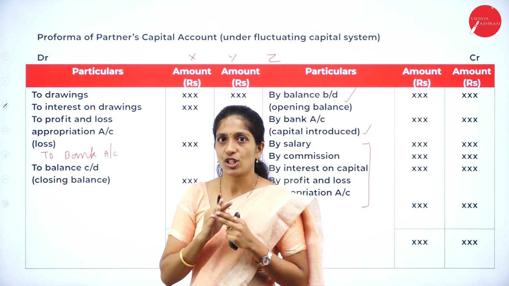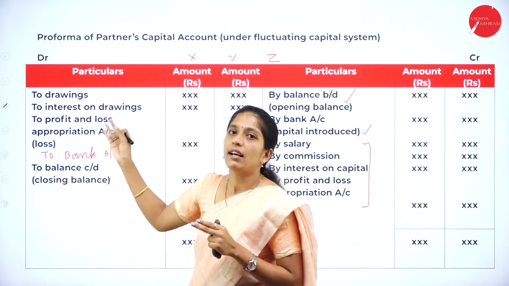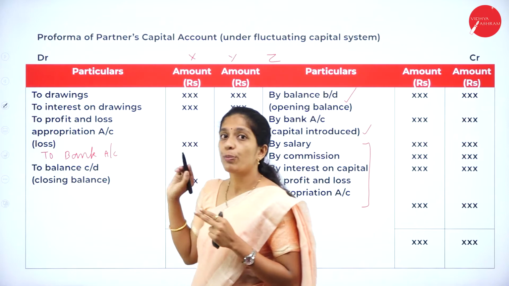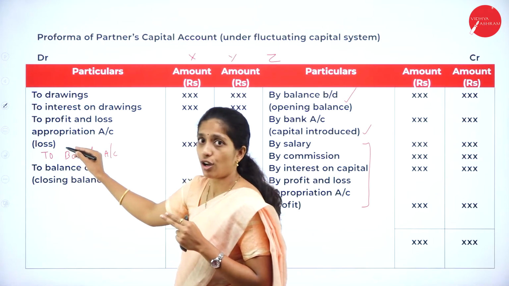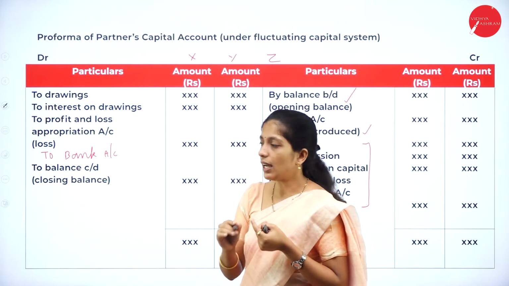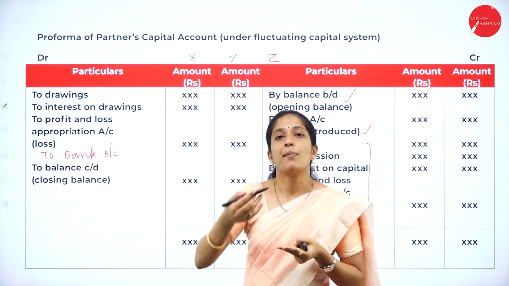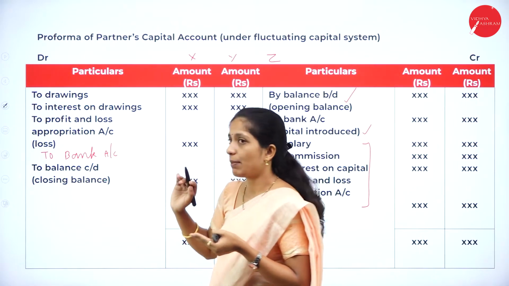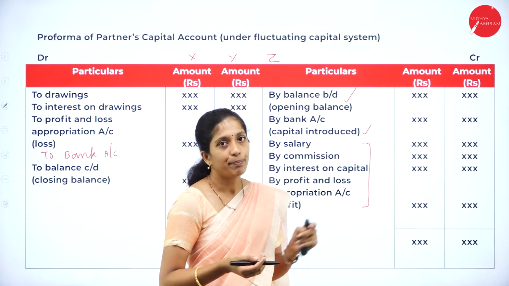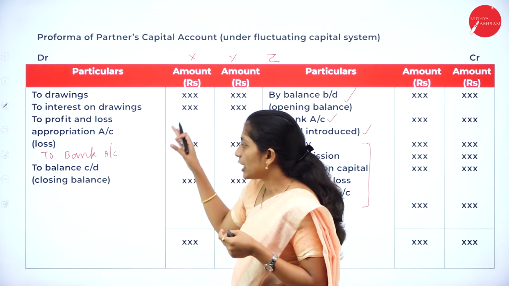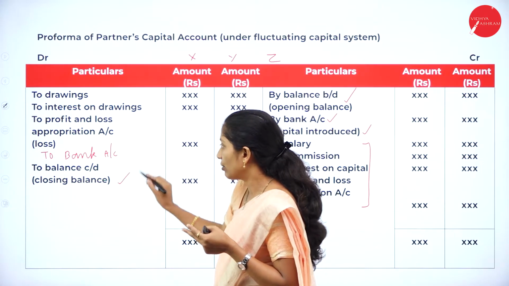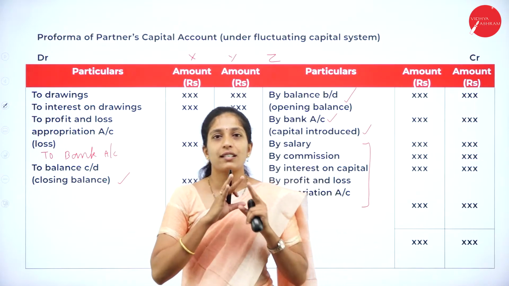These three items you record on the debit side, and the rest of the items come under the credit side. So drawings, interest on drawings, and profit and loss appropriation account if it is a loss. If it is profit, you record it on the credit side. If any amount is withdrawn, you record it on the debit side as to bank account. If any addition is made, you record it on the credit side as by bank account. Then you balance both sides, and the balancing figure will be to balance carried down, that is the closing balance. So this is just a format.